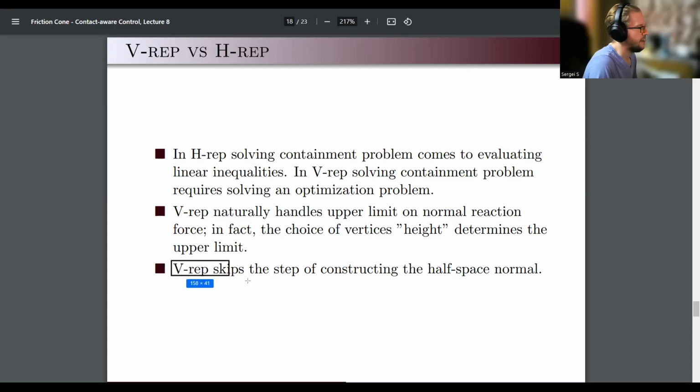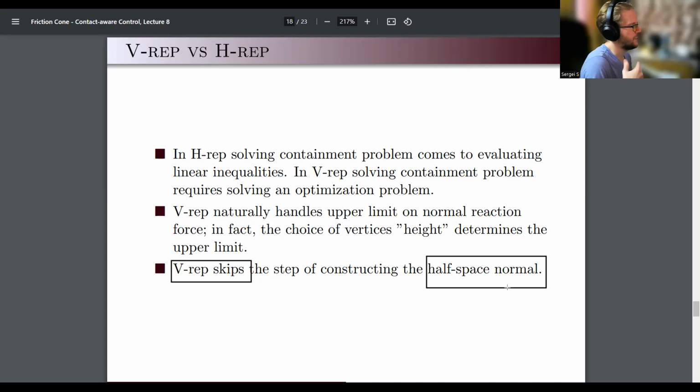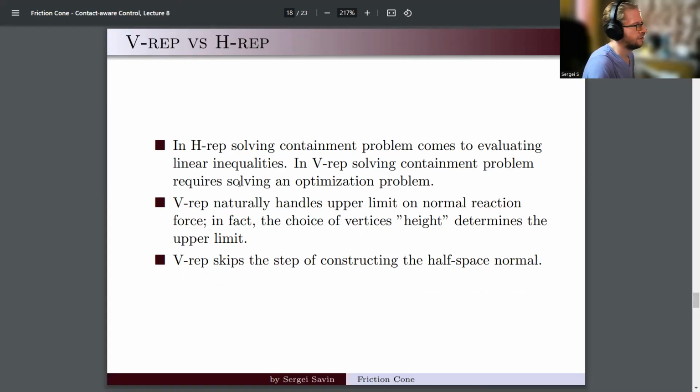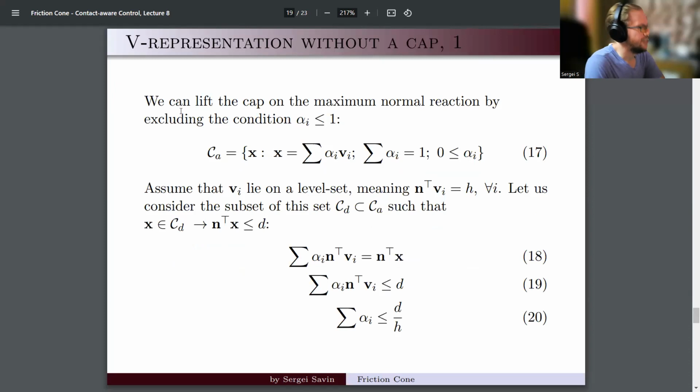And the V representation skips construction of half-space normals. So on the previous slide, remember when we were thinking about sign, all of this we can skip with the V representation. We don't have to do it. That is a great advantage. And a lot of people in the papers that I have read recently use specifically this representation. So the V representation is more popular in practical work, my impression at least. So we don't have a lot of time, so I'm going a little bit faster, but let's see if we manage to get through it.